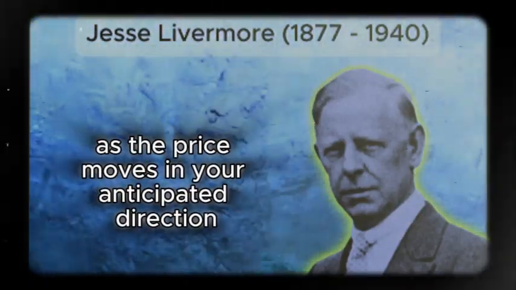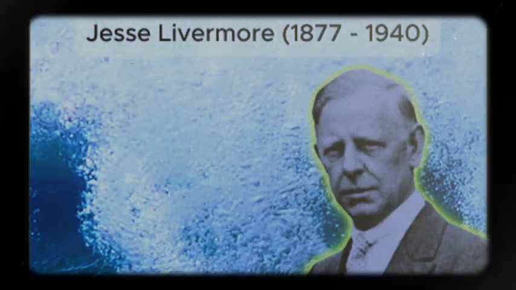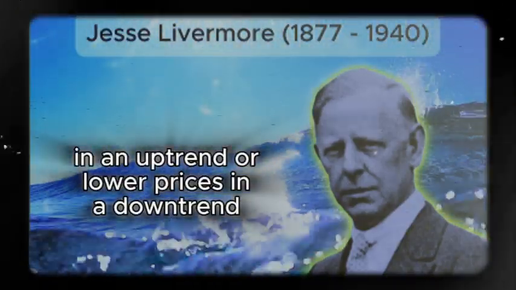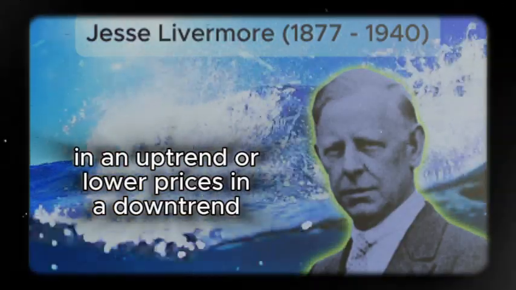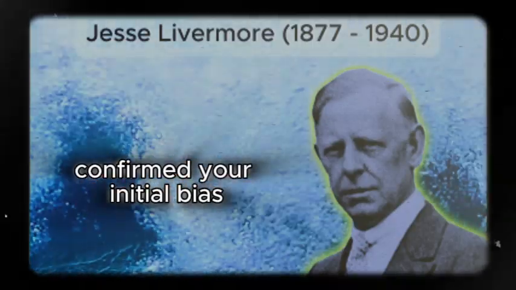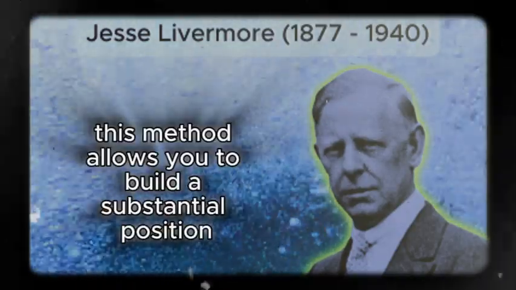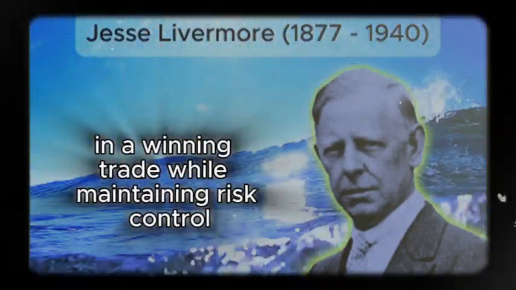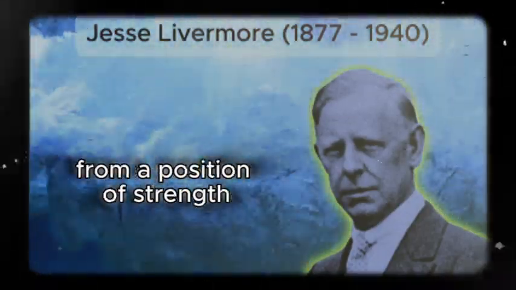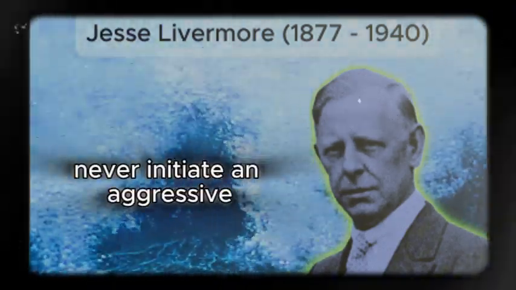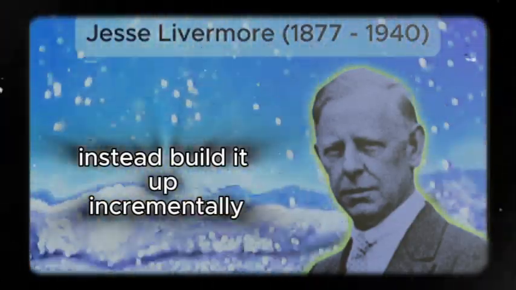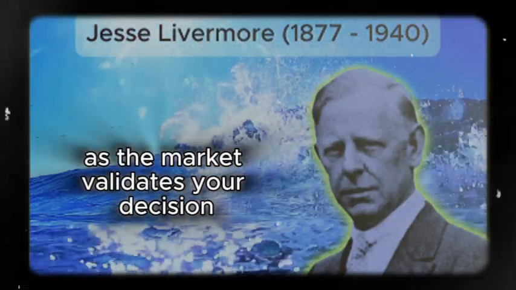This is done by adding shares at higher prices in an uptrend or lower prices in a downtrend, but always on strength and only after the market has confirmed your initial bias. This method allows you to build a substantial position in a winning trade while maintaining risk control, as each subsequent addition is made from a position of strength. Never initiate an aggressive, large position at the outset. Instead, build it up incrementally as the market validates your decision.